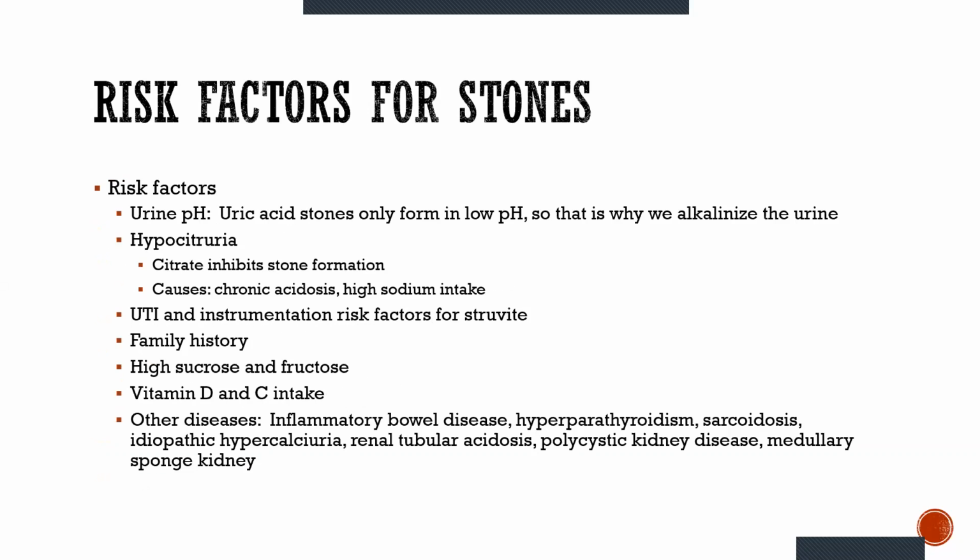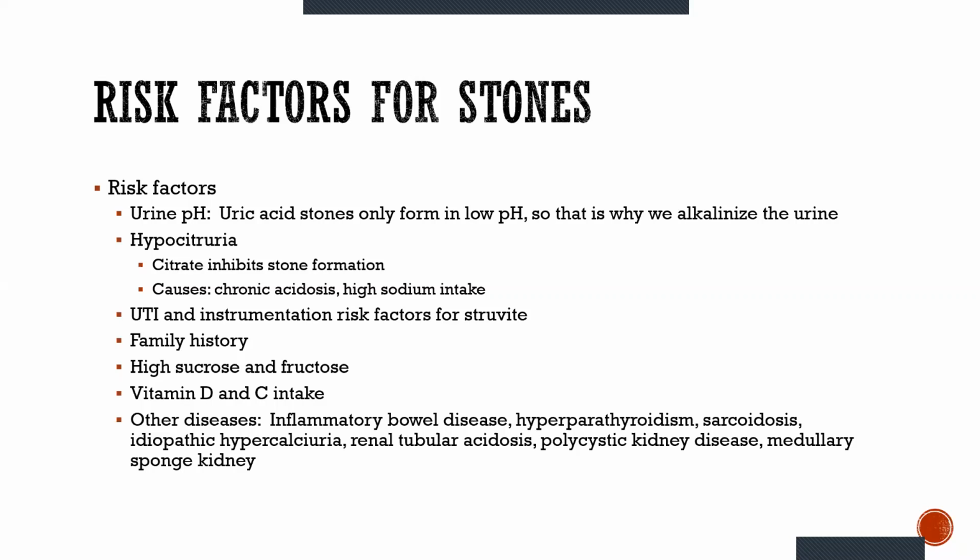Next slide. So some of the risk factors, the urine pH. So uric acid stones like to form in acidic urine. So this is why sometimes we alkalize their urine with bicarb or citrate. Also, low urine citrate or hypocituria is a big risk factor for kidney stones. And this is something we can test on their 24-hour urine. So citrate in the urine actually inhibits stone formation.